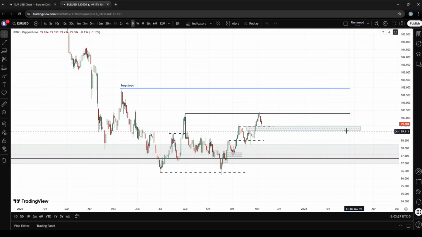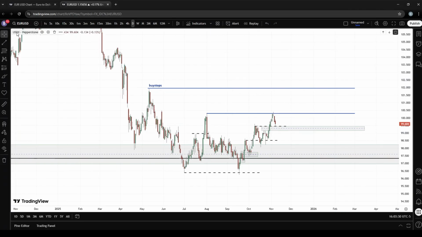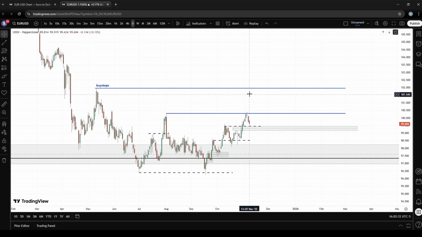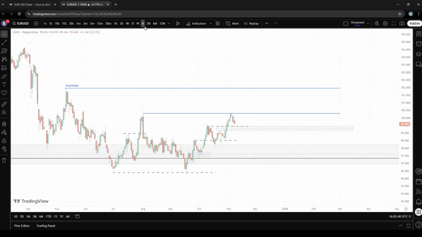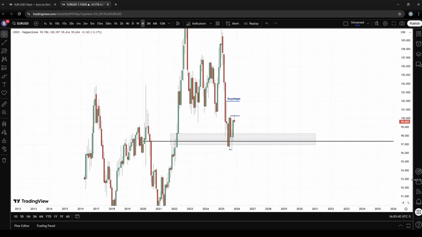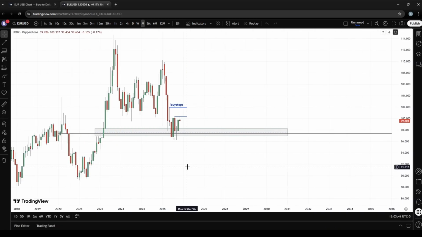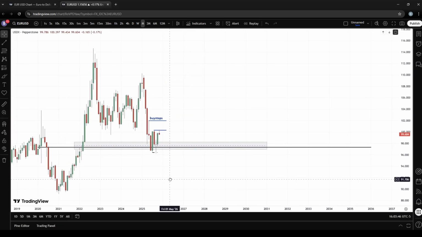So this is the US dollar index, the daily chart. Of course, when you start analyzing the chart, you have to start with the higher time frame. I'm going to start with the monthly time frame. As you can see, this is the area which the market has rejected price from, and I can see some fair value gap around this place.